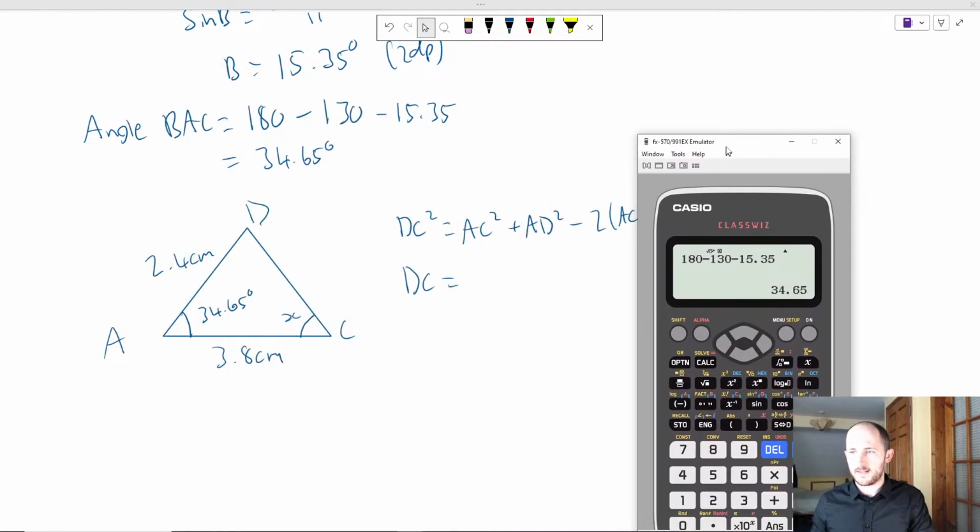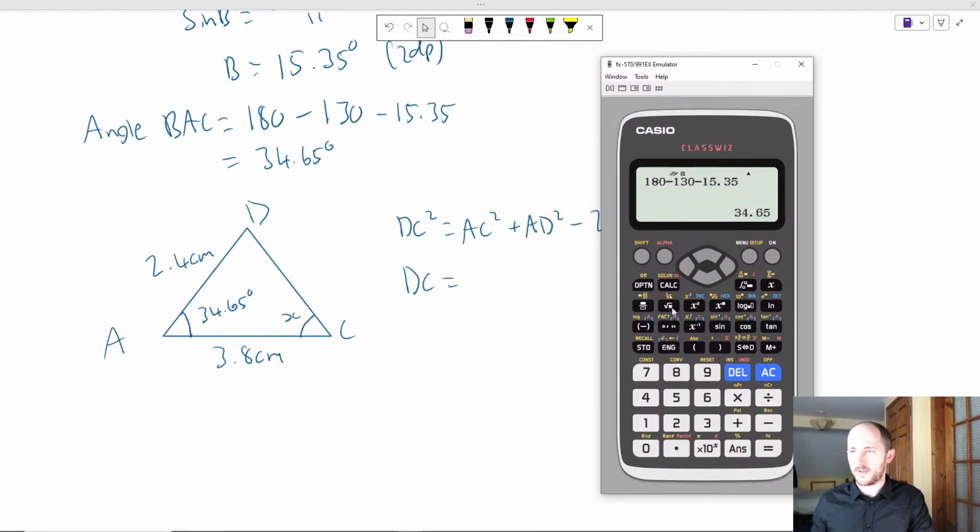So let's have a look. We have AC squared plus... okay, I'll do this separately. AC is 3.8. 3.8 squared plus AD is 2.4 squared minus 2 times 3.8 times 2.4 times cosine 34.65. Like that. Square root the answer. 2.279. Let's call it 2.28.